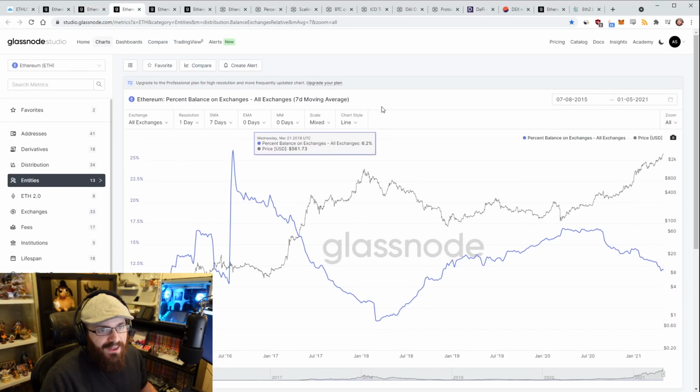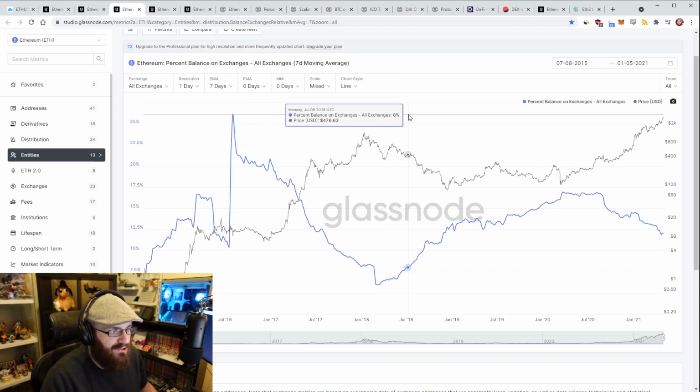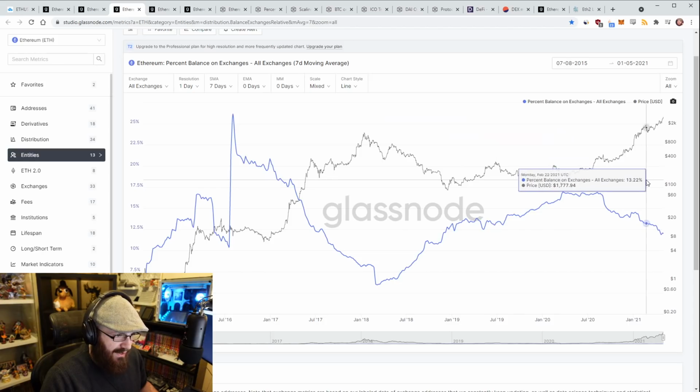All right, so this is the percent of ETH on centralized exchanges here, which is currently at, I think, a 2-year low.